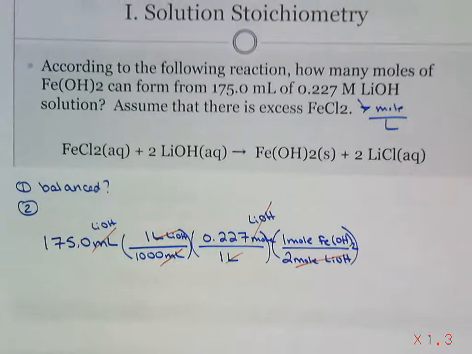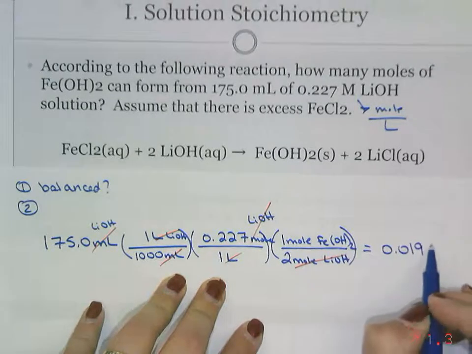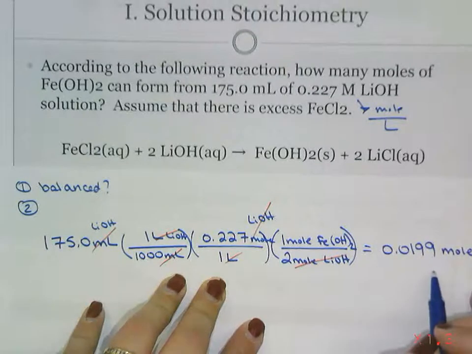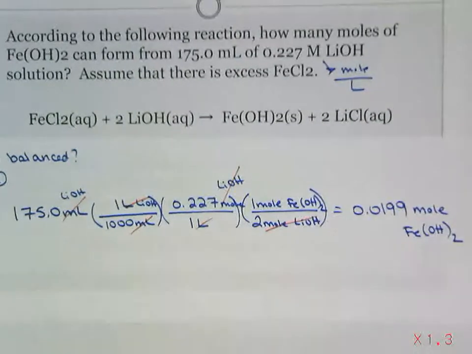Do I do anything else? Have I answered what it wants? Okay. So 175 divided by 1,000 times 0.227 divided by 2. How many significant figures do I get to keep as my final answer? 3. Everyone get the same answer as me?